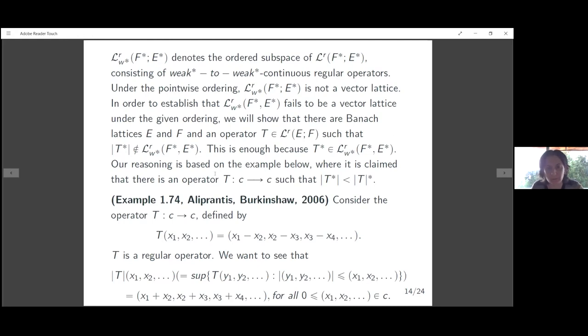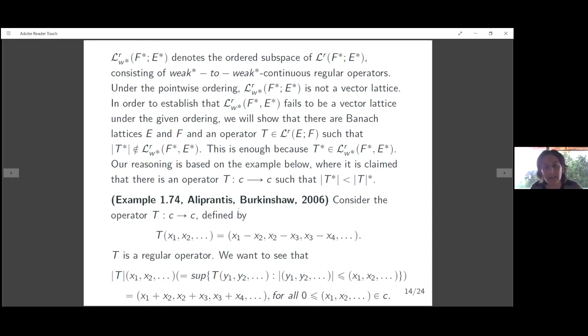So we will be using an intermediary example which just shows that the modulus of the adjoint is strictly less than the adjoint of the modulus, while there is a theorem in this book that tells that the modulus of the adjoint is less than or equal in general to the adjoint of the modulus. There is no strict inequality in general between these two. So I want to tell the history of this example.